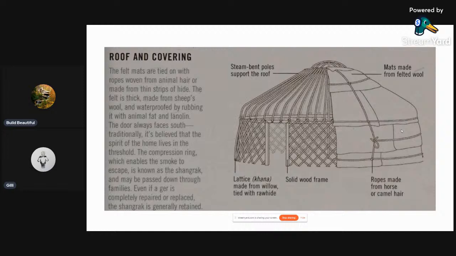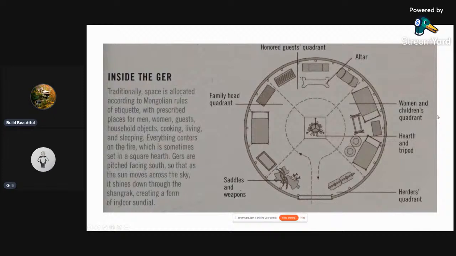And then this image here from the same book shows you the layout of the room as well. Oh, yeah, with an altar. That's very interesting.